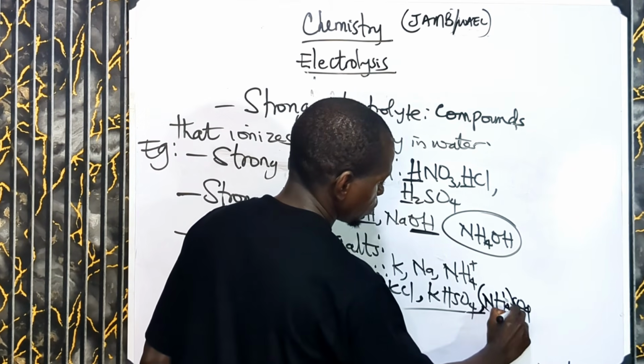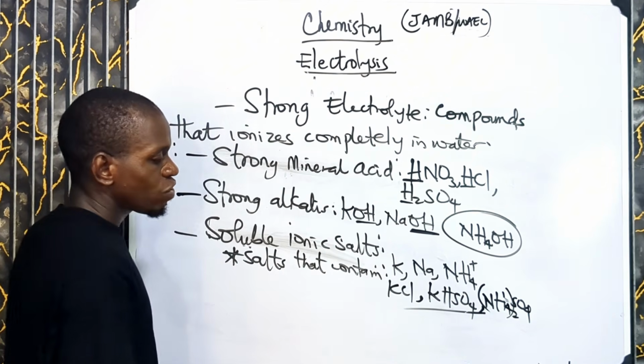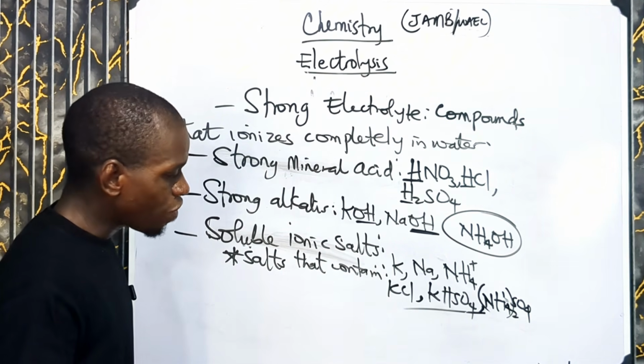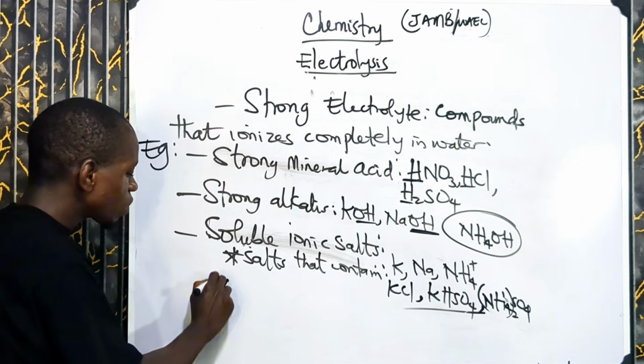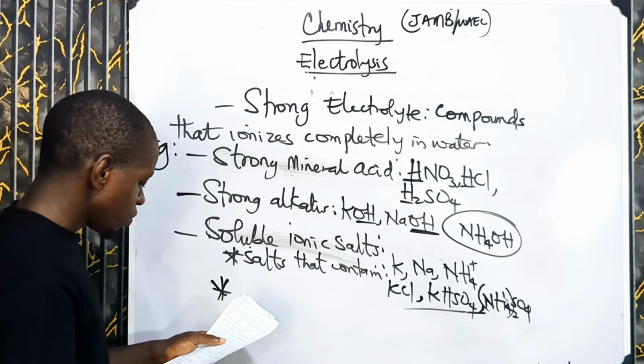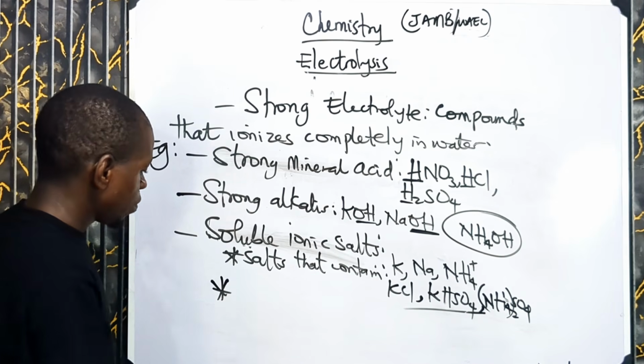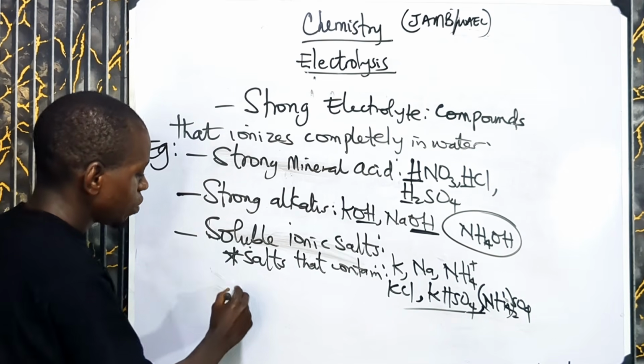Okay, ammonium sulfate. Let's put 2 here. Something like ammonium sulfate is an example of what you call soluble ionic salts. Now, what are other examples? But before I go over to that, look at this.